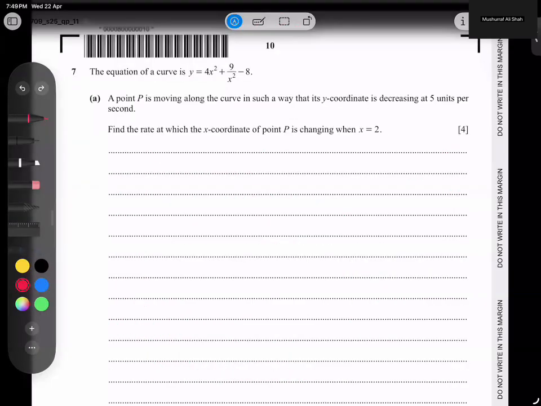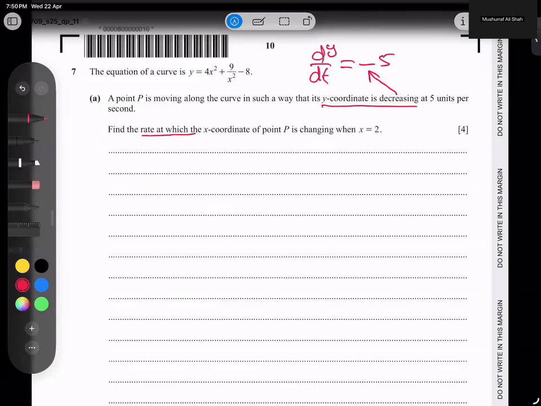So question 7: the equation of a curve is given and P is moving along the curve such that the y coordinate is decreasing. Student, when he says rate of change, it's called d over dt. But he said y, so dy over dt. And he said decreasing, it means negative sign. Whenever I say increasing, it's positive; if decreasing, negative. So this part is very clear: decreasing, negative, and increasing, positive. And he said decreasing, that is why I kept the negative sign.